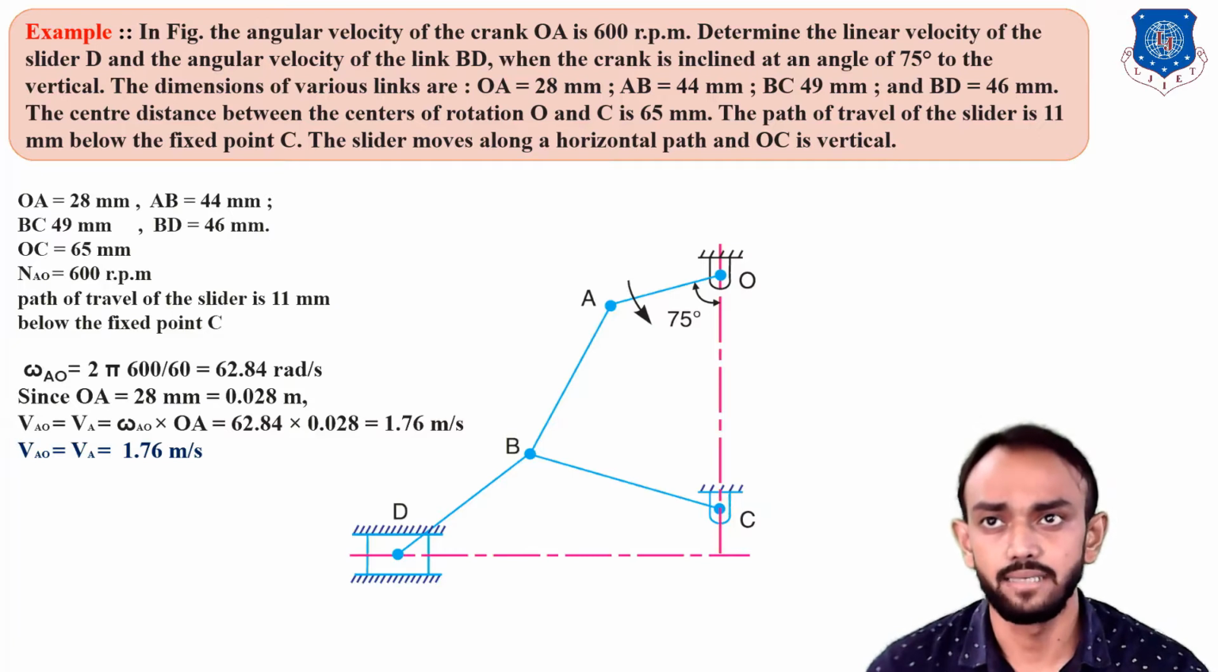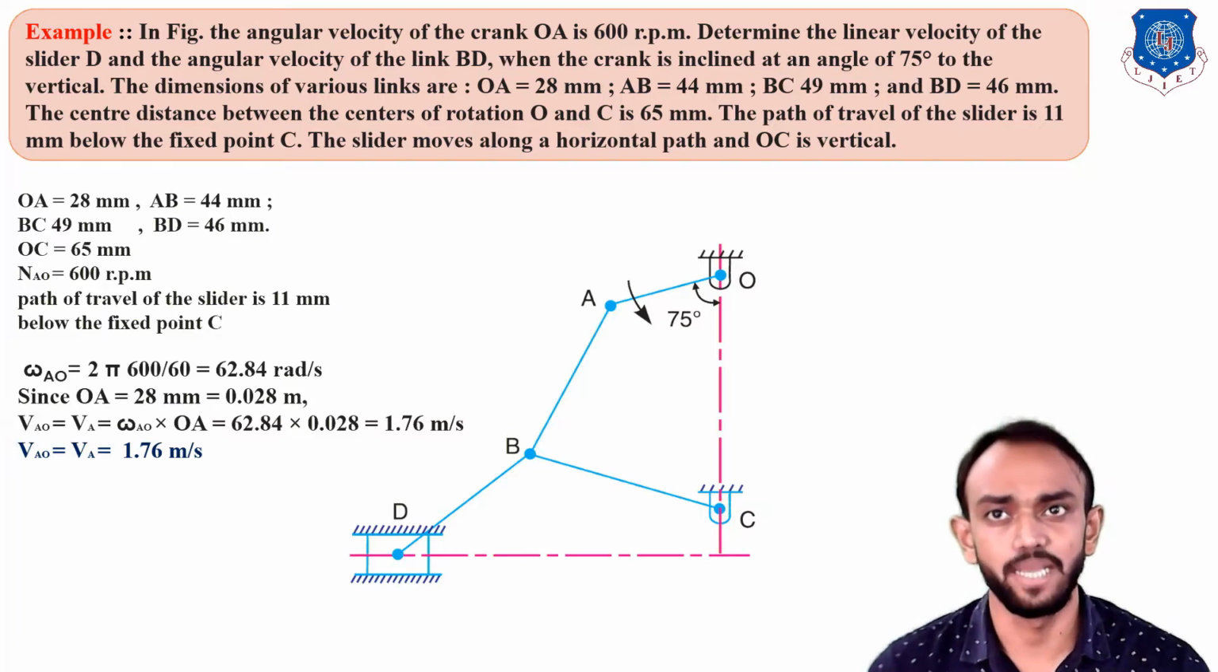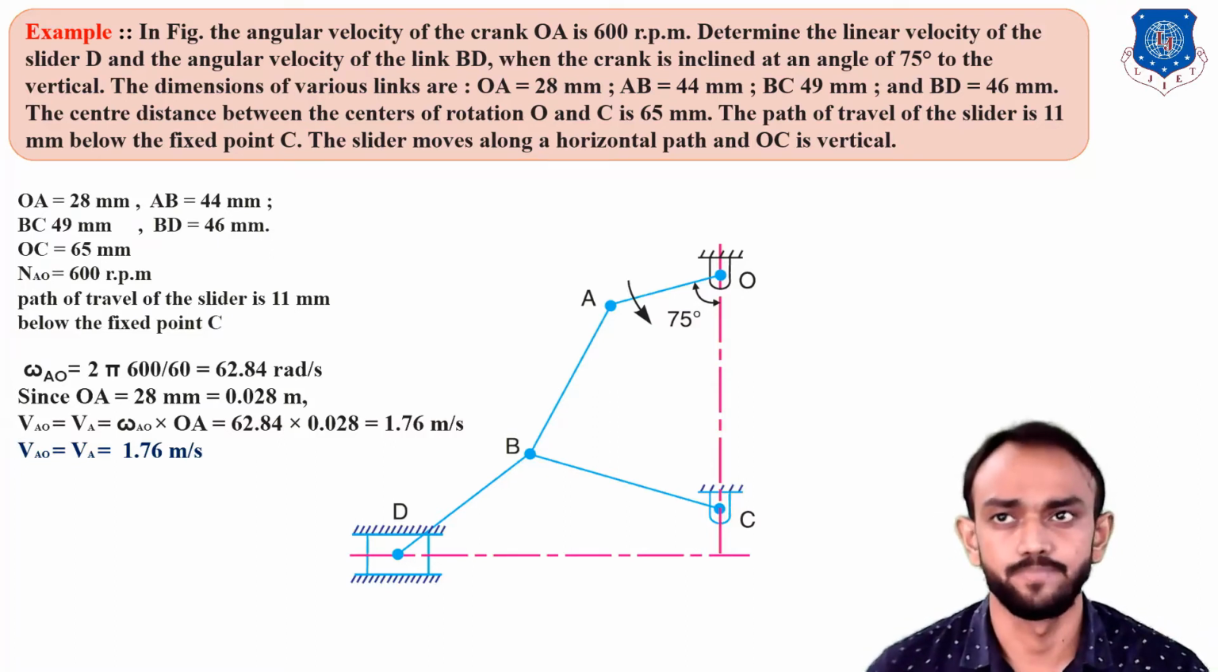In the second line, the angular velocity of link BD is to be found when the crank is inclined at an angle of 75 degrees. As you can see in the figure also, the 75 degree angle is there, and the direction of the crank rotation is anti-clockwise.